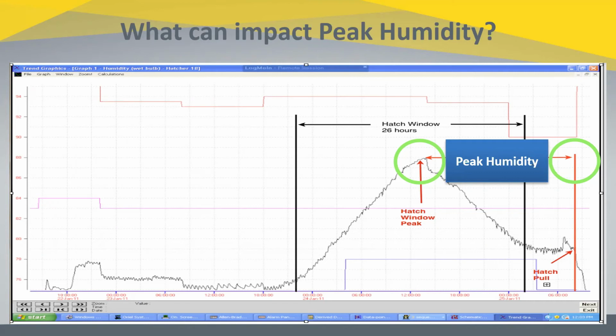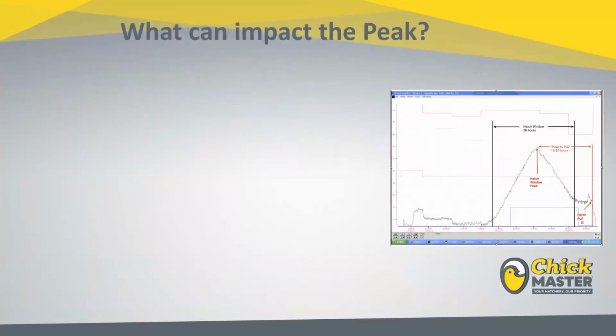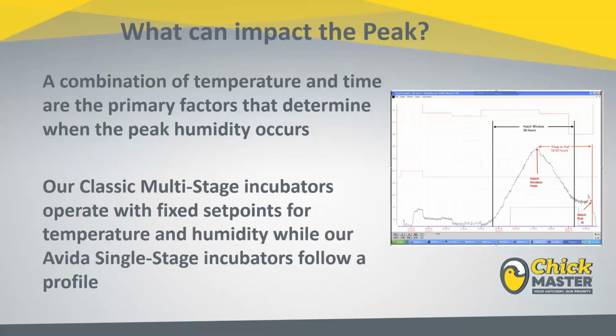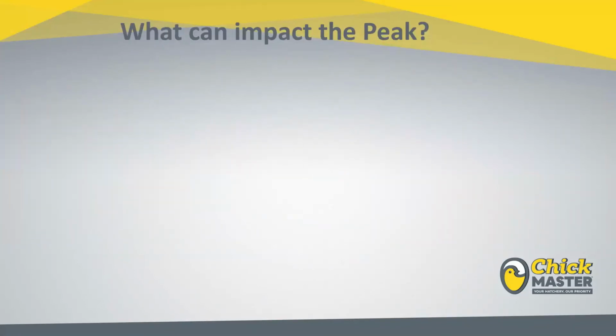Did I start my single stage incubator at the right time? So let's dive into that a little bit. When we look at peak, we know a combination of temperature and time are the primary factors that determine when the peak humidity occurs. Our classic multi-stage incubators operate with fixed set points for temperature and humidity, while our Avita single stage incubators follow a profile. So there's a couple of different things that we have to look at in order to manage peak.